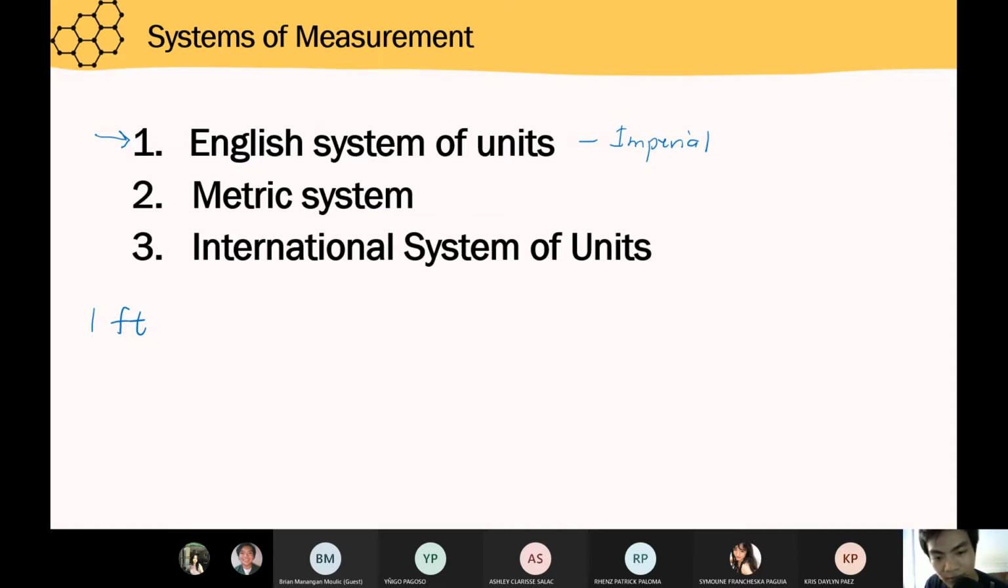So, kunwari, ang distance ko from here to my laptop is 1 foot. Ibig sabihin nun, yung paa ko, yun yung gagamitin kong pang measure ng distance. And then, with that, they can measure lengths. For example, 3,000 feet. So, it means literally 3,000 steps, until you reach that point. So, ganun yung basis ng English system.